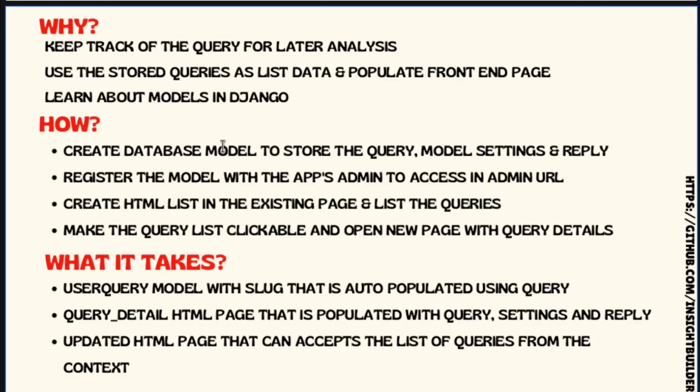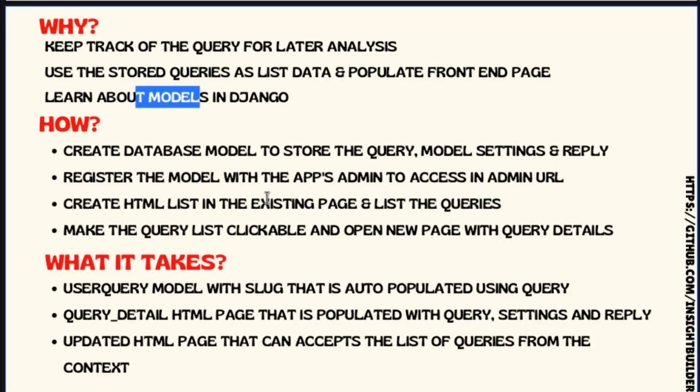To keep track of the query for later analysis, as I told you, we can create a list of queries and populate it on the page. And most importantly, we can learn about models in Django. In Django, we never query the database manually. The interaction is completely taken up by the Django framework's internal algorithms. How? We have to create a database model to store the query, model settings, and reply. As we saw a couple of minutes back, we have to create such a model, and register the model with the apps admin. I'll be showing you how to do that.